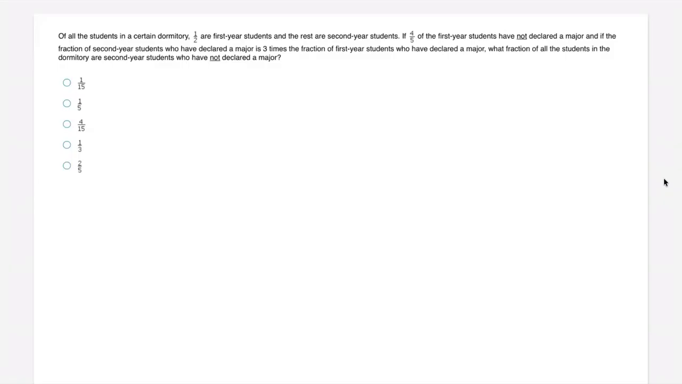Well, here we need to pay attention to the technique as well, not only kill the question. So I always try to see the best technique, or a technique that you can reproduce. Of all the students in a certain dormitory, half are first year and the rest are second year, so half. 4/5 of the first years have not declared a major.